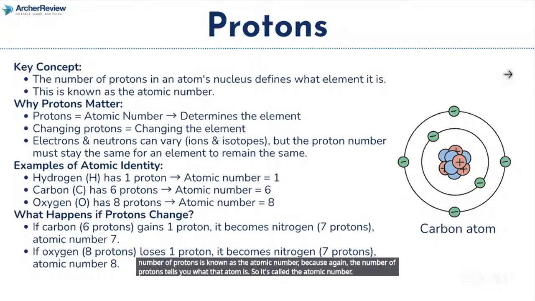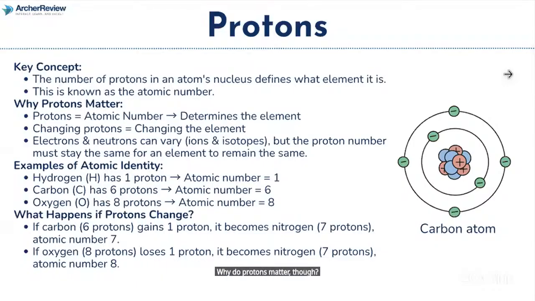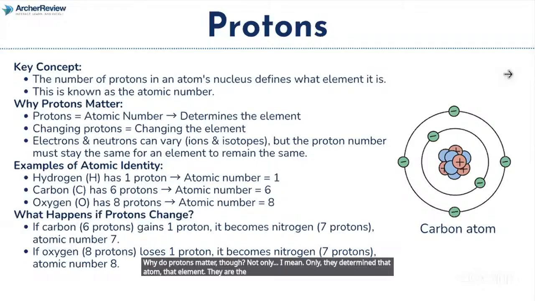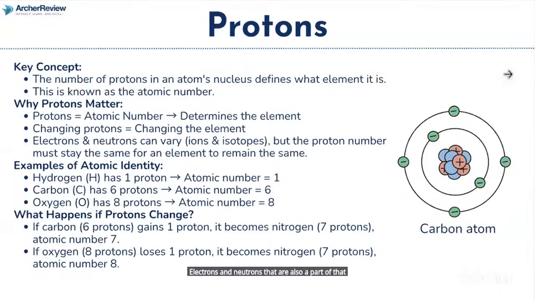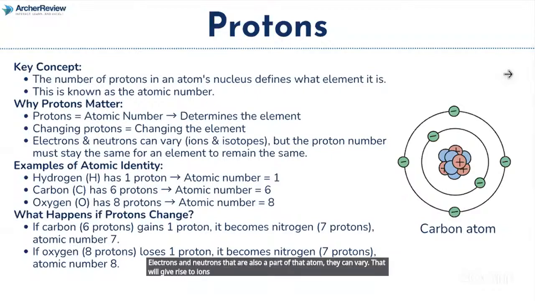Why do protons matter, though? They determine that atom, that element. They are the identifier for that atom. So if we change the protons, we end up changing the element. Electrons and neutrons that are also a part of that atom can vary. That will give rise to ions and isotopes that we'll talk about in just a bit. But the proton number itself must stay the same in order for it to be that element.